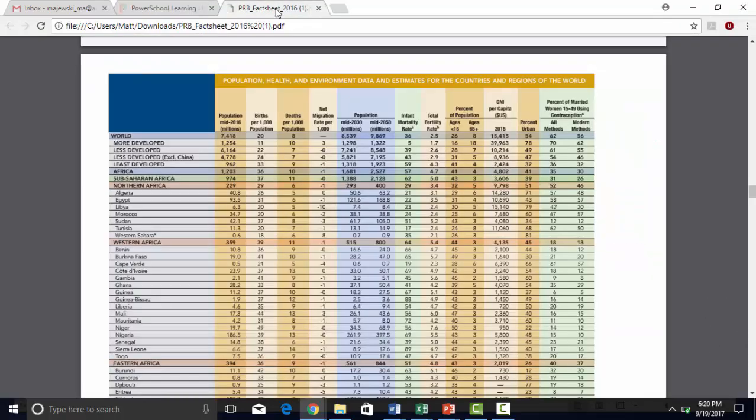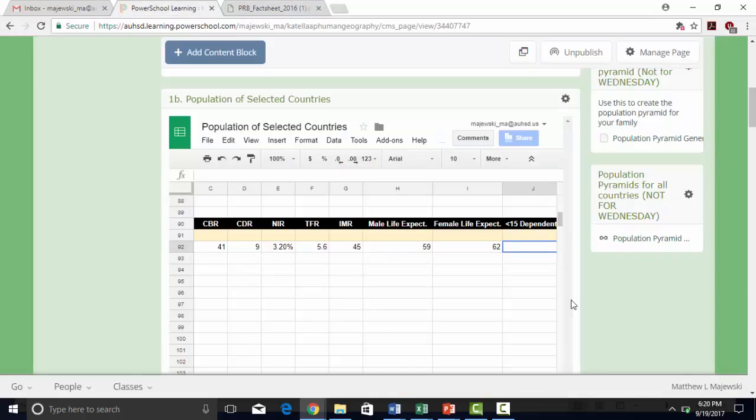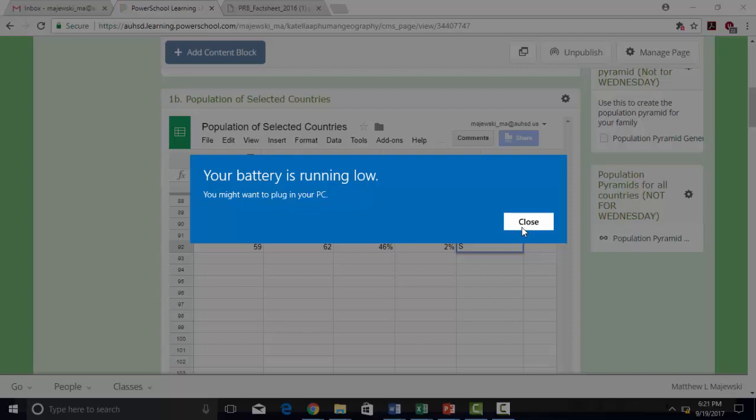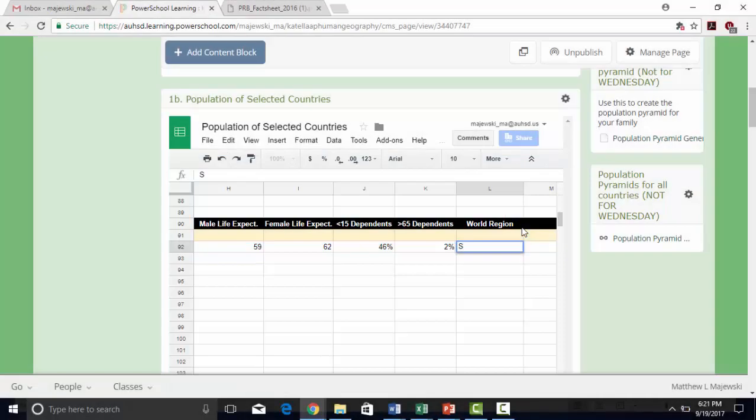All right, so again, 46% of my population is lower than 15 years of age, and just 2% of my population is higher than 65 years of age. Folks, world region, that's easy. The world development region, of course, is sub-Saharan Africa. All right. That's it. That's all I would do for my category.